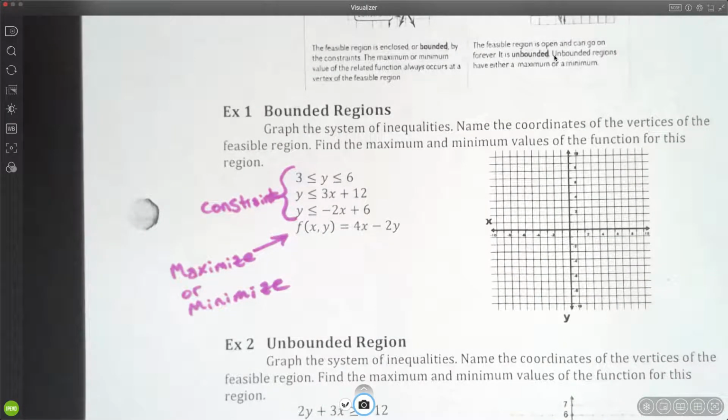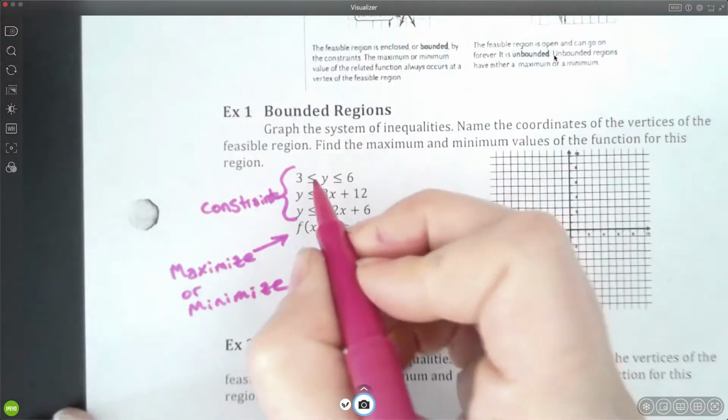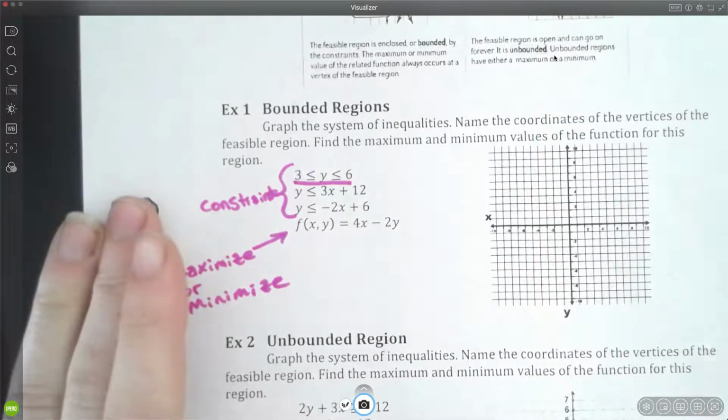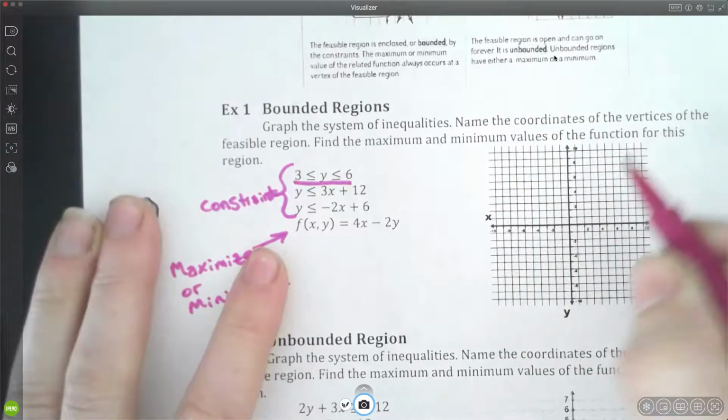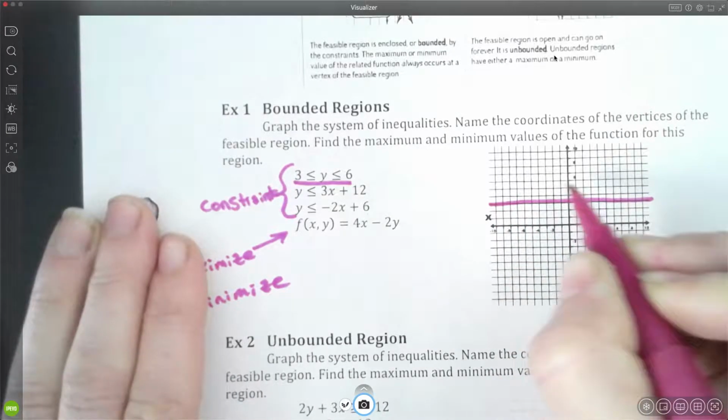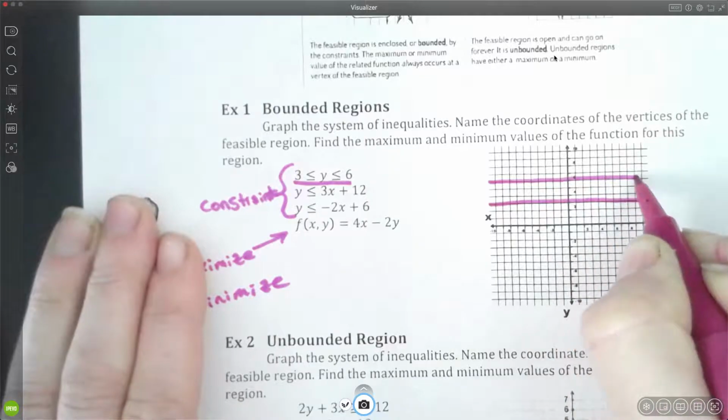Before we read too far into this, let's graph what our constraints look like. I'm going to start with this first color. 3 is less than or equal to y, which is less than or equal to 6. That means y is bouncing from 3 to 6, right? So what will that look like? Two lines across 3 and 6 on the y-axis, and both of them are solid. So 3 is here, and 6 is here. There they are.